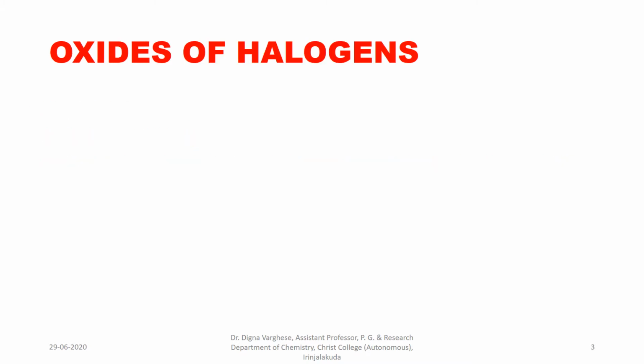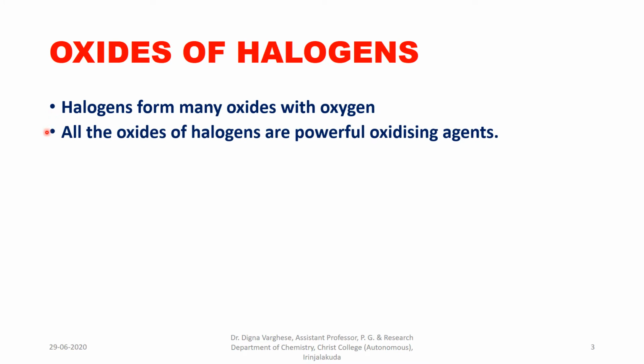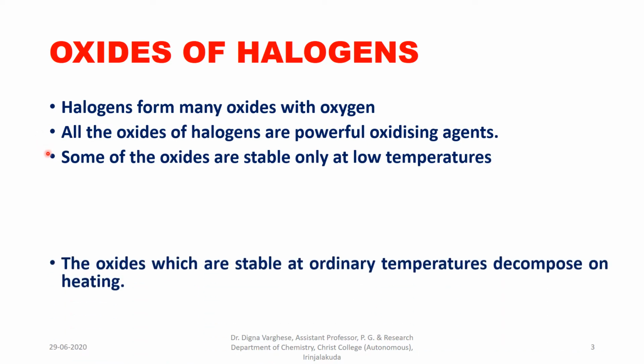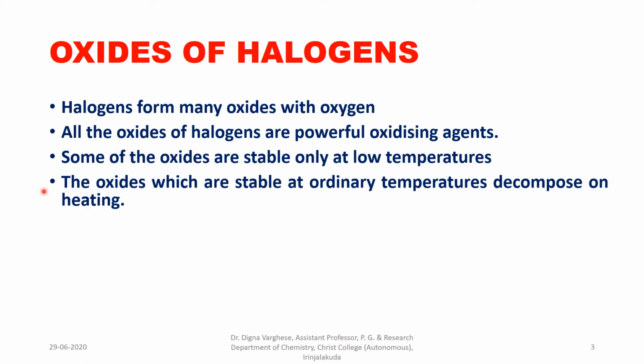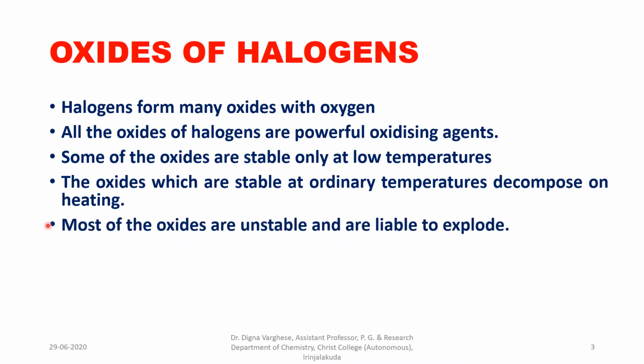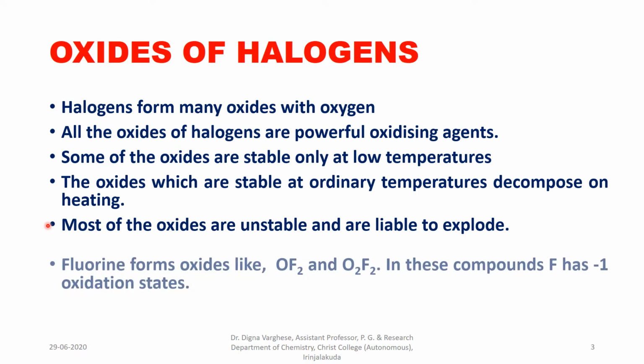Oxides of halogens. Halogens form many oxides with oxygen. All the oxides of halogens are powerful oxidizing agents. Some of the oxides are stable only at low temperatures. The oxides which are stable at ordinary temperatures decompose on heating. Most of the oxides are unstable and are liable to explode.